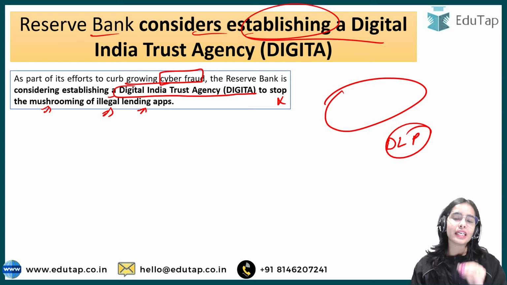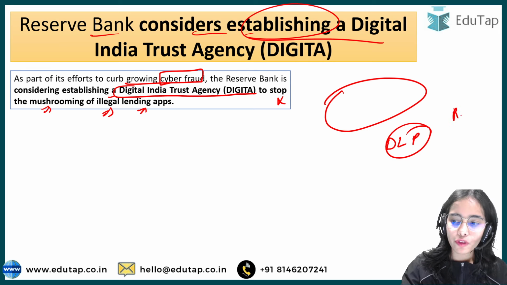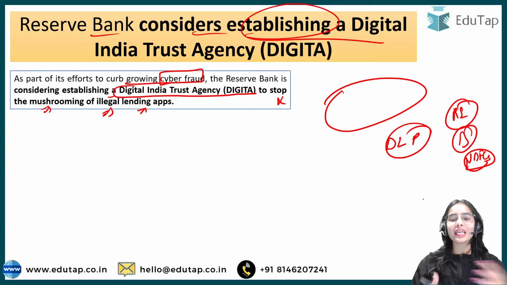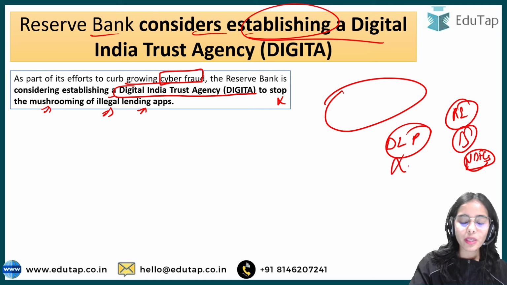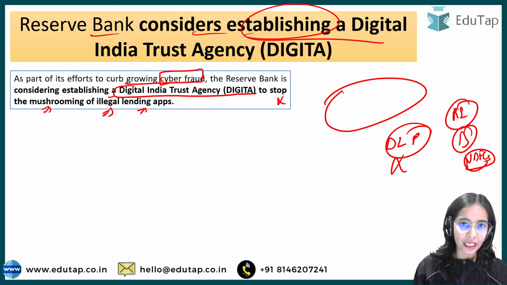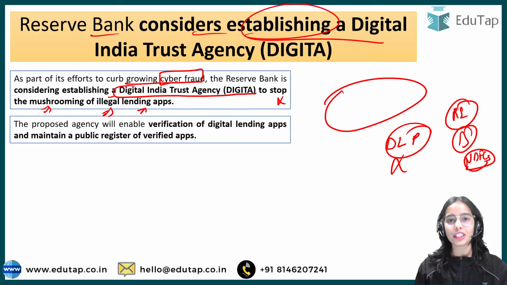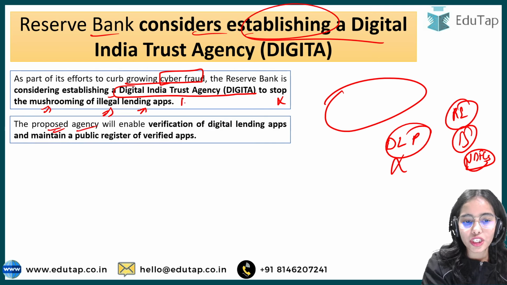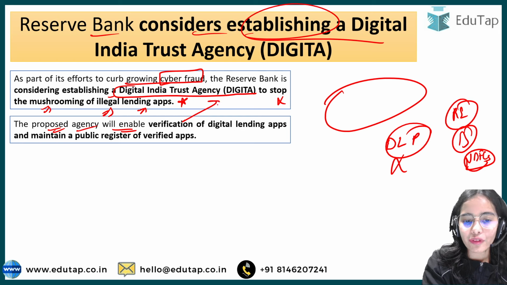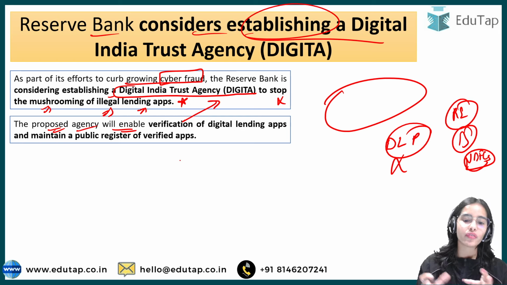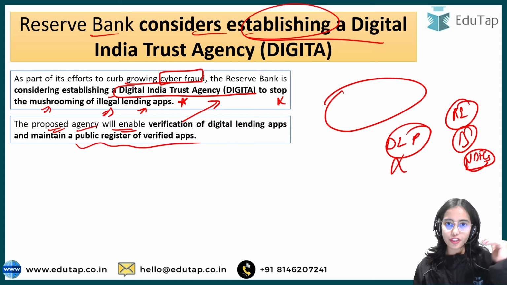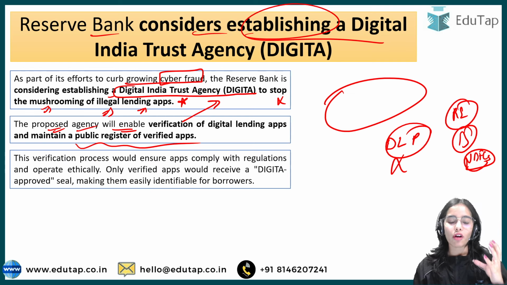There are many illegal lending apps that have no backup from the regulated entities. They have no backup from any of the registered banks or the NBFCs. So they are working in an illegal manner. To stop the mushrooming of such illegal lending apps that are charging exorbitant interest rates, the proposed agency, Digital India Trust Agency, is considered to be established by the Reserve Bank of India, which will enable verification. So the Digita will verify the digital lending apps and will also maintain a public registry of the verified apps.